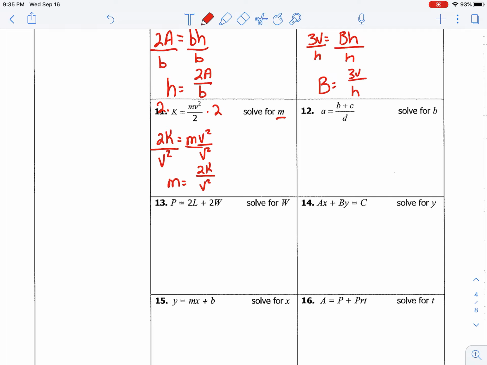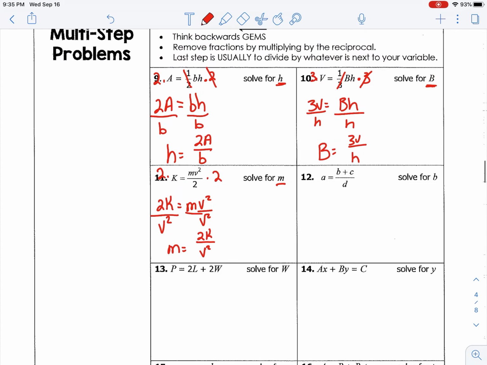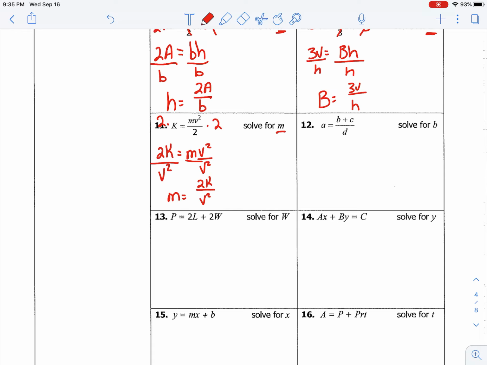Number 12 is working the same way, except instead of dividing by a number, all the other ones were dividing by a number, this one's dividing by a letter. So again, it works similar. We just use letters instead of numbers, and a lot of times we can't put it together, and so we just write it down.